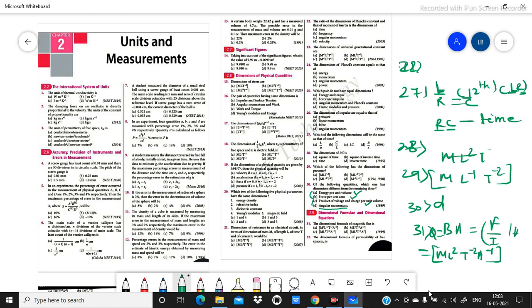The 32nd question is the dimension formula of the permeability of free space. It is not there in the slide, so in the very next class we will start from 32, and from each and every chapter I will discuss 50 questions. Once you are done with the 50 questions of each and every chapter in 11th and 12th, then you will not find a single percentage of issue in your NEET entrance exam.